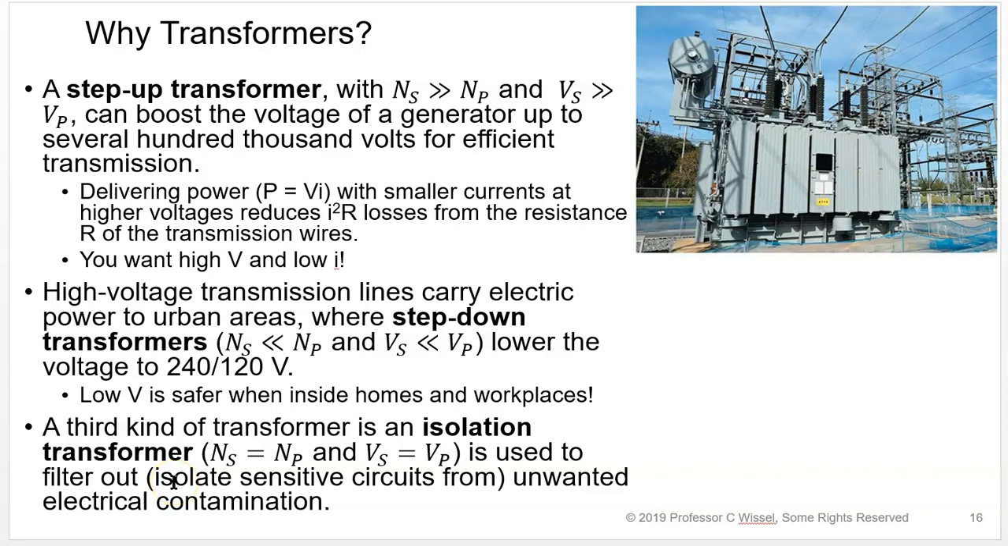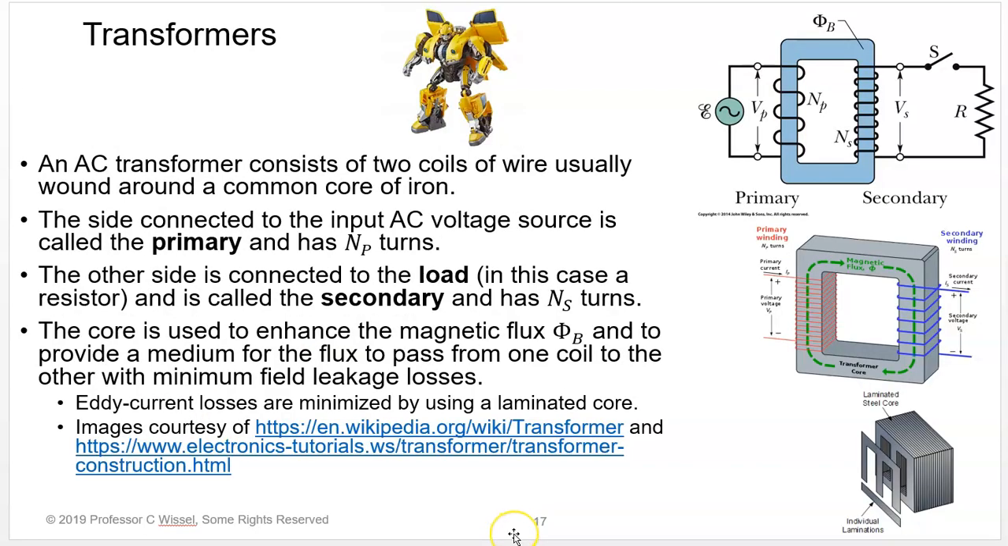So there's also a third kind of transformer. It's called an isolation transformer. The number of turns in the secondary equals the number of turns in the primary, and the voltage in the secondary equals the voltage in the primary. This is used to filter out or isolate sensitive circuits from unwanted electrical contamination. So if you have dirty power, something that's got maybe DC on it in addition to AC, and you don't want the DC, you run it through a transformer. Transformers don't pass DC, so they'll filter it out. And they're used in filtering circuits.